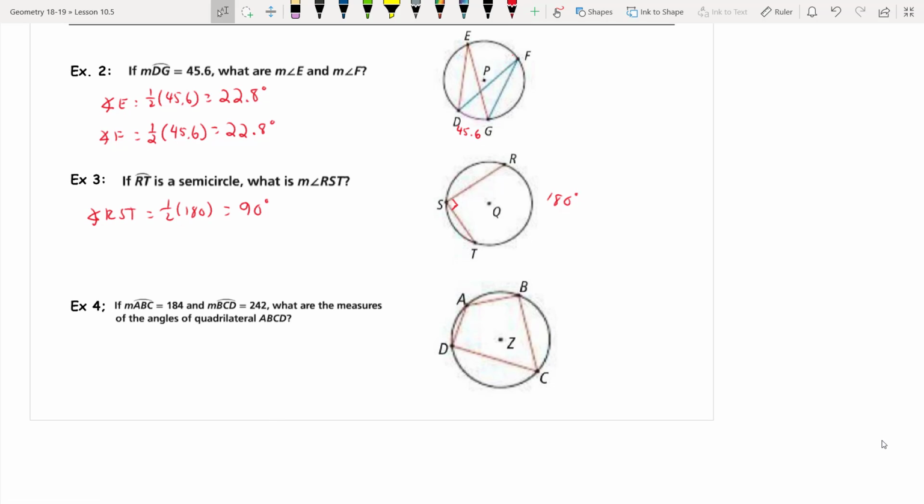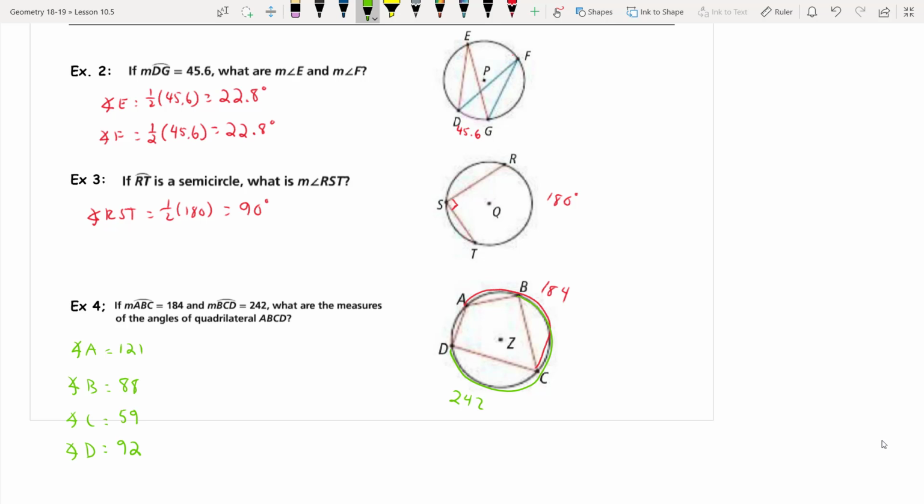In example 4, I'm going to let you guys try this one and see how you do. So here they told us that ABC, so from here all the way around to there, is 184. And they told me that BCD, from here all the way around to here, is 242. They want to know what are the measures of the angles of the quadrilateral here. So they want to know what are all of those angle measures that are in there. Go ahead and take a look at that and see what you come up with. And when you come back in, I'll have all the angles listed out for you.